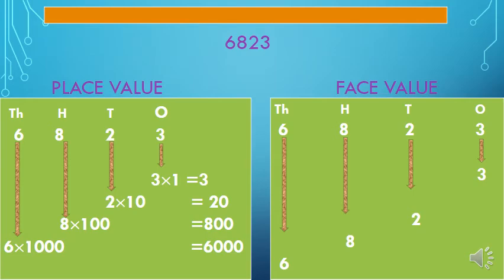But what about face value? See, when 6 is on the thousands place, the face value is 6 only. The face value is that digit only. And 8 is on the hundreds place, and the face value is 8 only. 2 is on the tens place, so its face value is 2, and 3 is on the ones place, so its face value is 3 only. Understand?